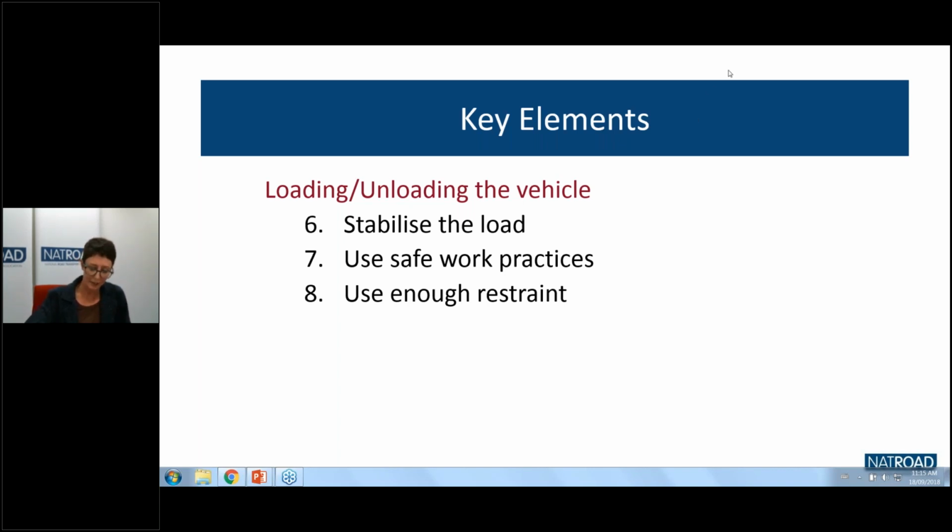And the final step in this section, in the loading and unloading, is to make sure you use enough restraint. We're going to go through the worked examples, but just a reminder that the load needs to be restrained so it doesn't come off in all expected driving conditions. That includes heavy braking and minor collisions. Also, part of the load or all of the load coming off is a load restraint breach.